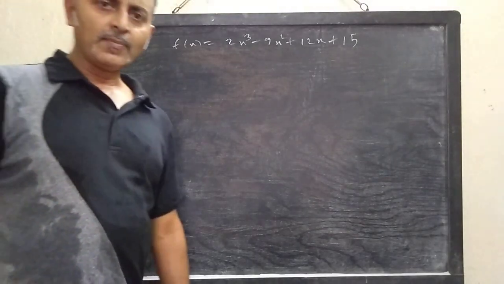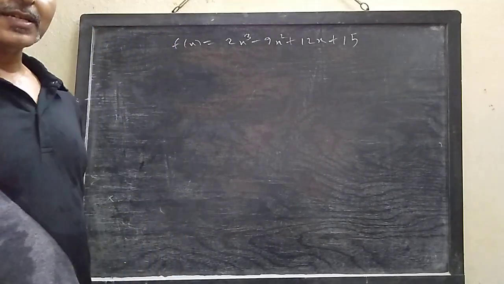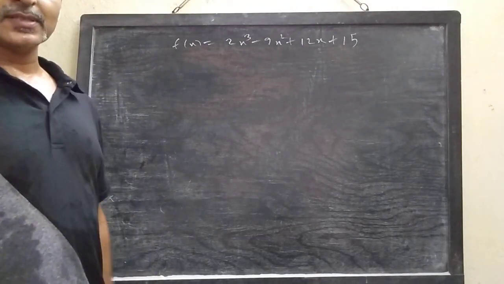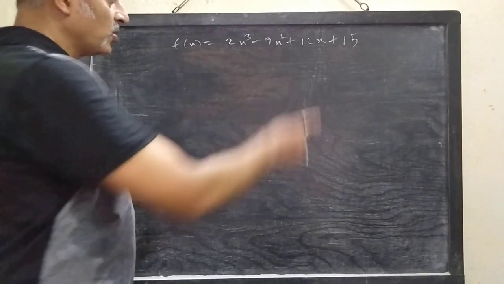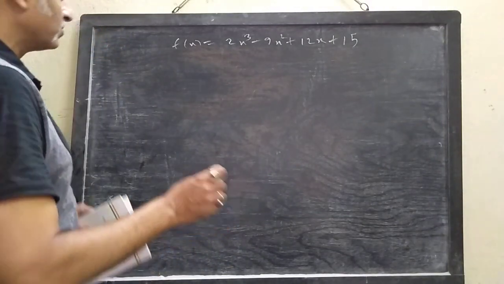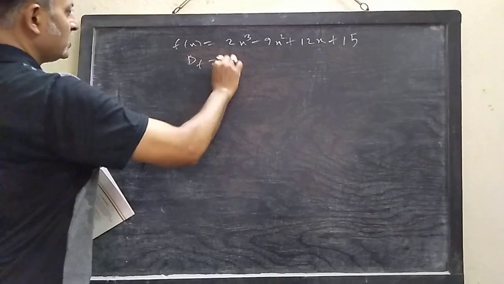Now make it your habit, when you are facing some function, first try to find its domain. You must make it your habit. Now, being a polynomial function, its domain is the full real number line. So its domain Df is full R.